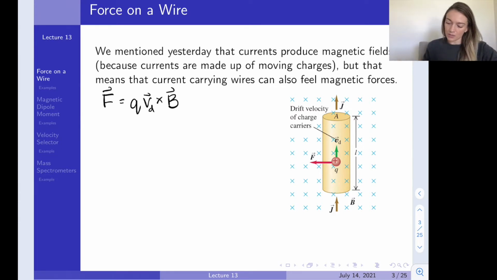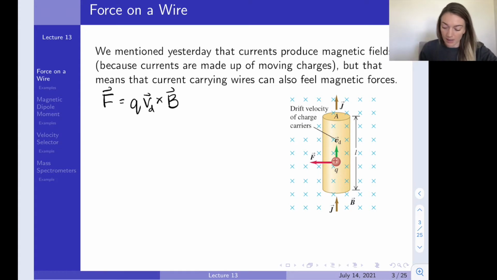So use the right-hand rule. You put your hand in the direction of the current, which is upward. Move your fingers in the direction of the magnetic field, which in this case, again, we have these little X's, which means it's into the page. So you put your hand in the direction of the magnetic field, which is into the page, and you see that your thumb is pointing to the left. So this segment of wire with some current will feel a force to the left.